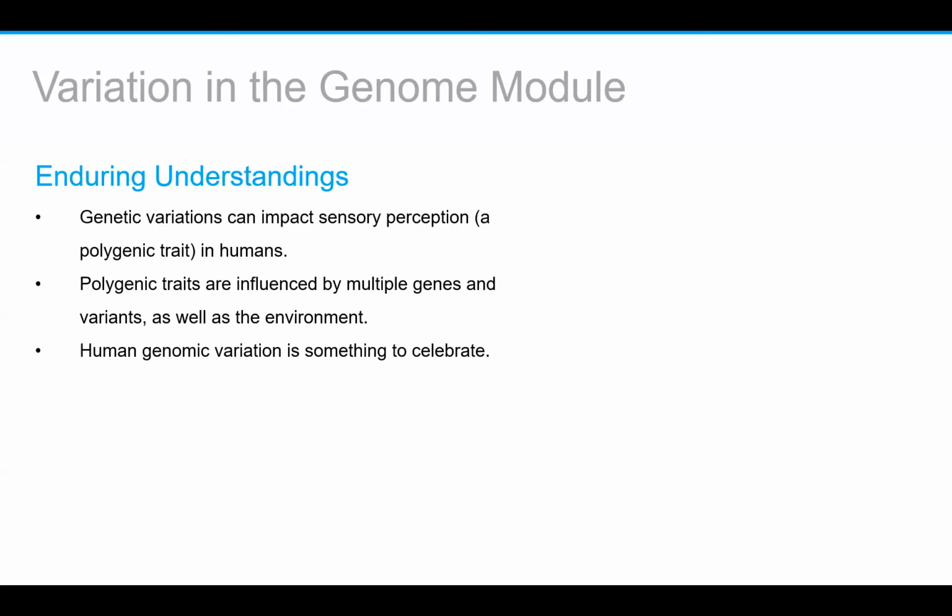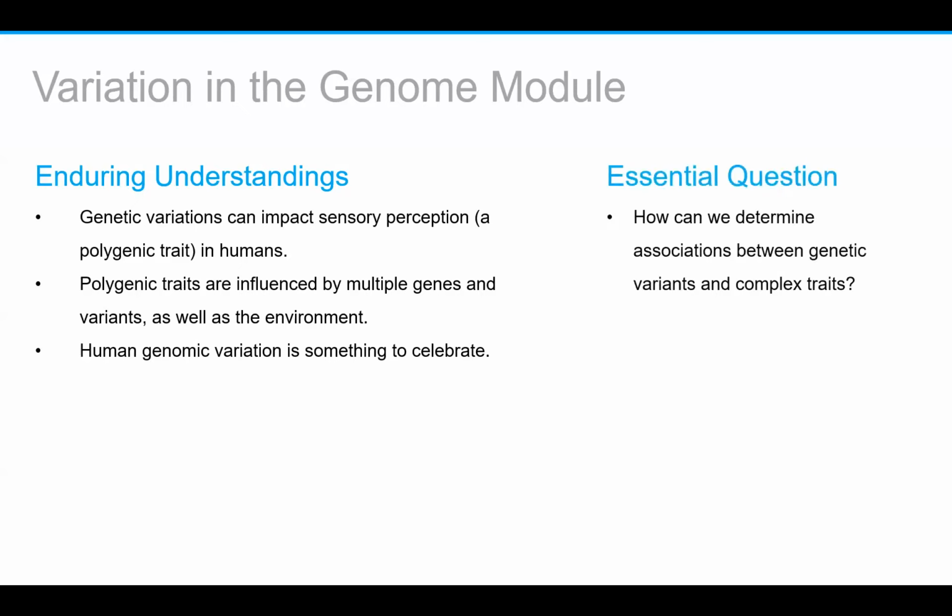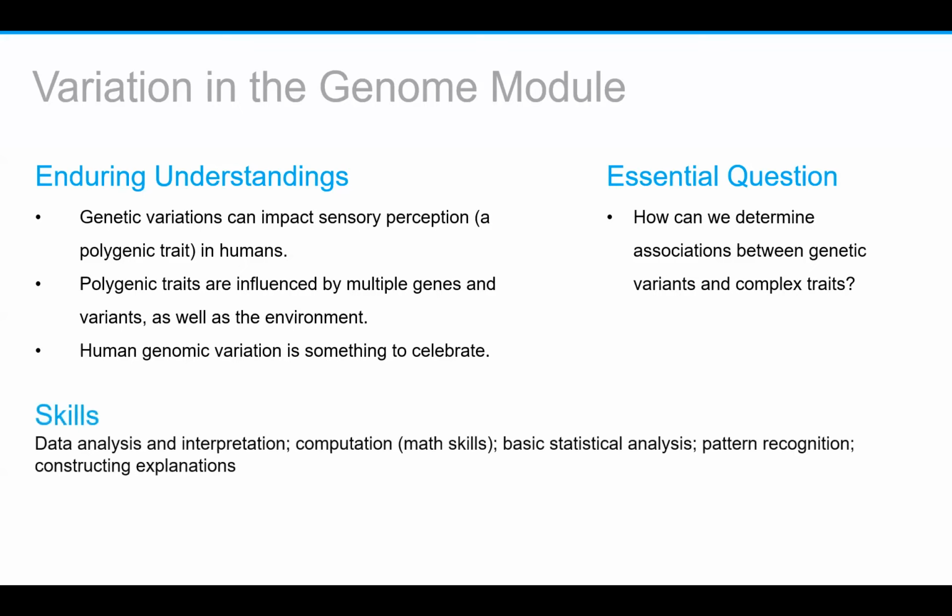The module aims to help students address the question, how can we determine associations between genetic variants and complex traits? And through completing the activity, students will engage and develop a variety of skills, including data analysis and interpretation, computation, basic statistical analysis, pattern recognition, and constructing explanations.